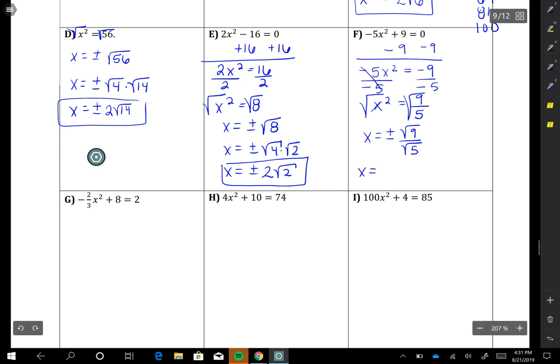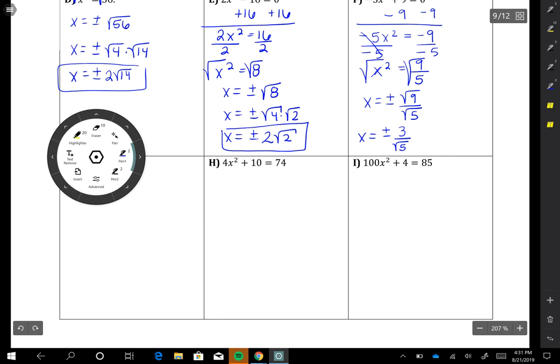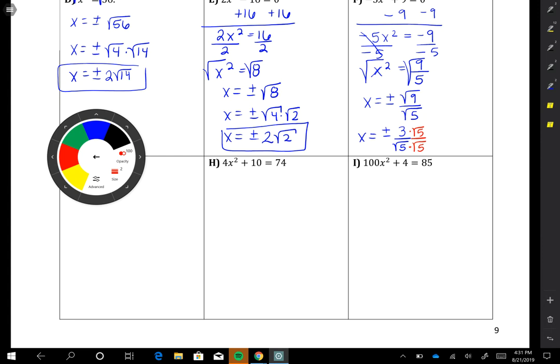Okay, well, we know the square root of 9 is 3, but the square root of 5 cannot be simplified. And remember, we do not want a radical in the denominator of our fraction, so we have to rationalize. To rationalize, remember, we multiply by what we do not want in the top and the bottom. So we can't have that rad 5 in the bottom, so we're going to multiply by rad 5 over rad 5, which gives us, still going to have plus or minus, 3 rad 5 over rad 5 times rad 5 is rad 25. So that's the square root of 25, which we know is 5.